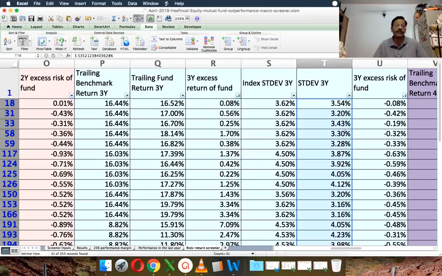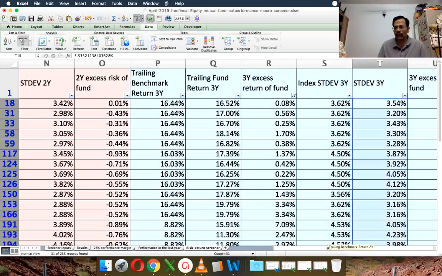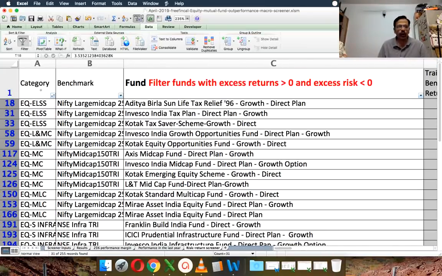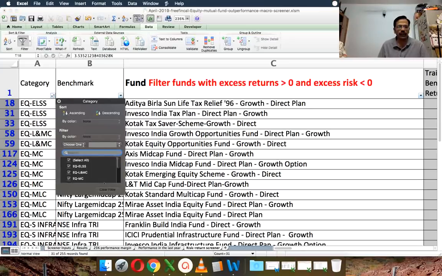Remember, this is not 31 funds in one category, this is 31 funds across all categories. So that should give you a good enough short list. Now you can go here and, let us say you're looking for a tax saving fund, you can just go here.